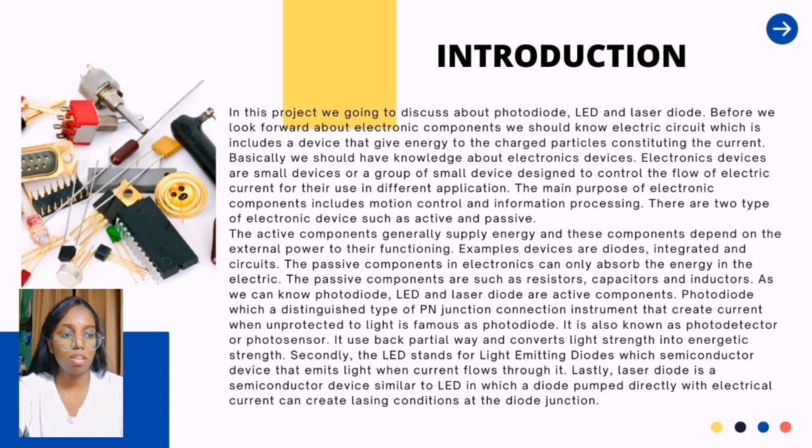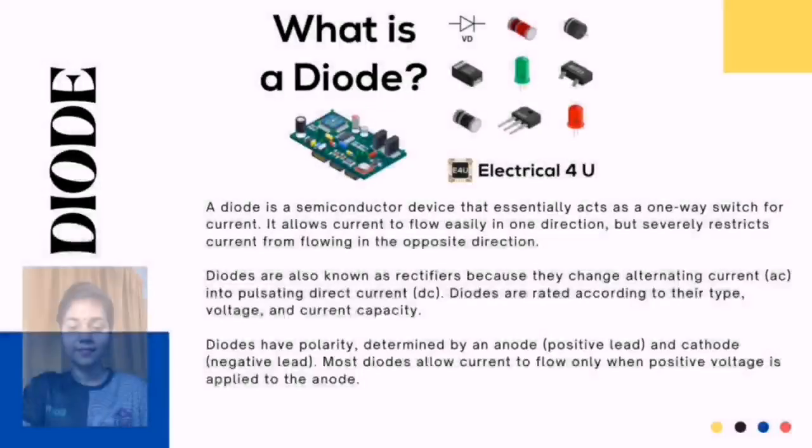Photodiode is a discharging type of PN junction connected to an instrument that creates current when exposed to light. It is also known as a photodetector or photosensor. It converts light directly into energy. Secondly, the LED stands for light emitting diode, which is a semiconductor device that emits light when current flows through it. Lastly, the laser diode is a semiconductor device similar to an LED, in which a diode pumped directly with electrical current can create lasing condition at the diode junction.